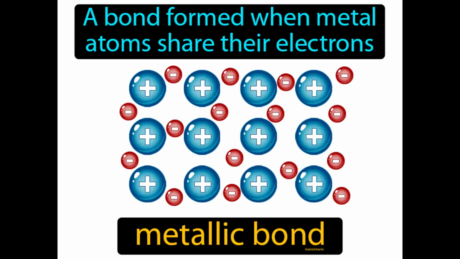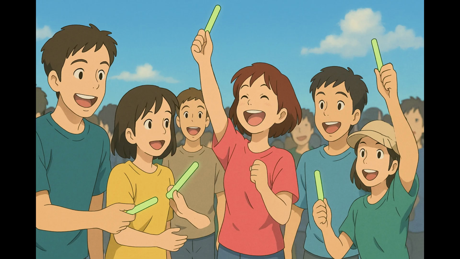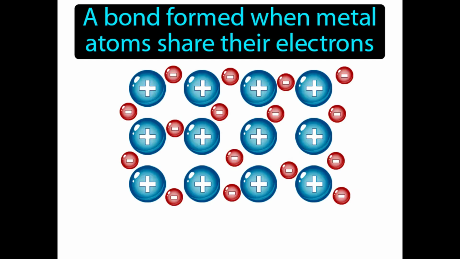Imagine you're at a crowded concert where everyone is trying to pass around a limited number of glow sticks to keep the party going. Just like the concert-goers sharing glow sticks to stay lively, metal atoms share electrons to maintain a stable structure. In this analogy, the concert-goers are the metal atoms, the glow sticks are the electrons, and the lively atmosphere represents the strong, cohesive force of a metallic bond that holds everything together.